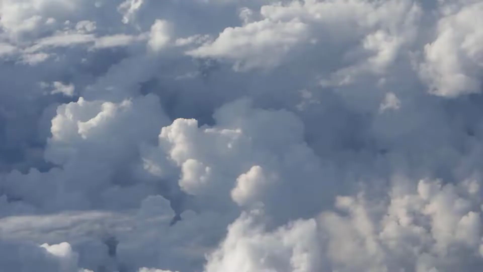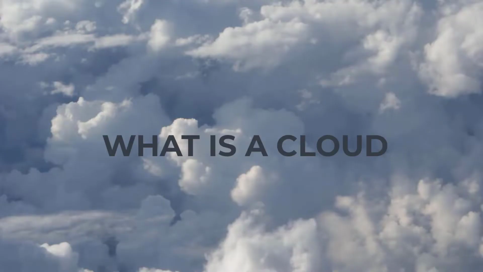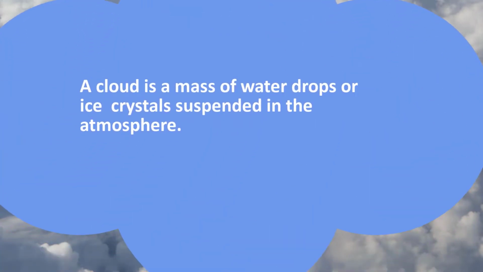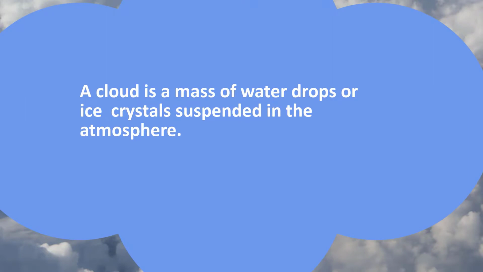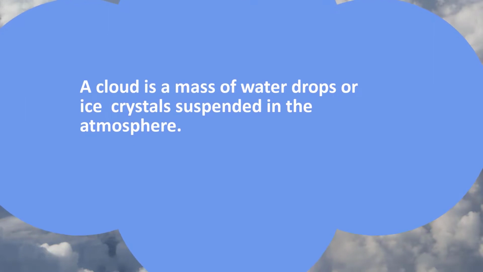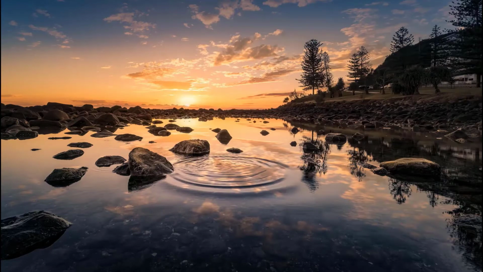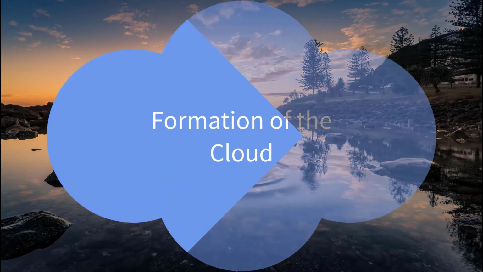So let's ask ourselves, what is a cloud? According to NASA, a cloud is a mass of water drops or ice crystals suspended in the atmosphere. Clouds form when water condenses in the sky, but clouds appear to us in different colors, shades, and sizes. So let's discuss the formation of clouds.